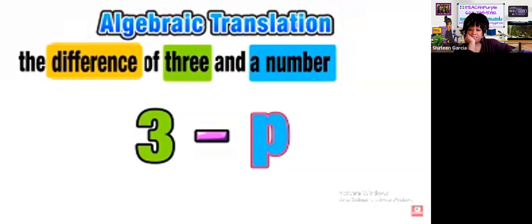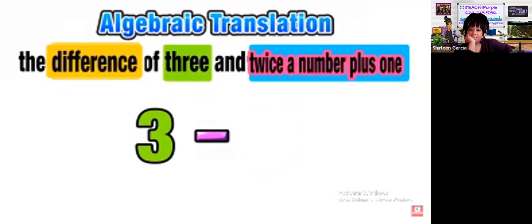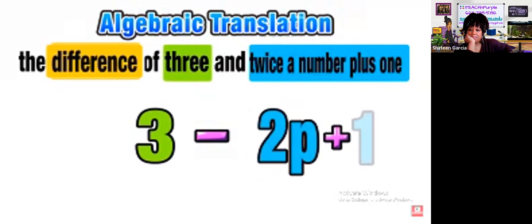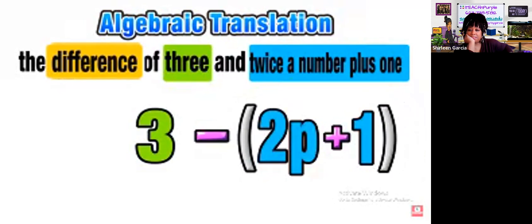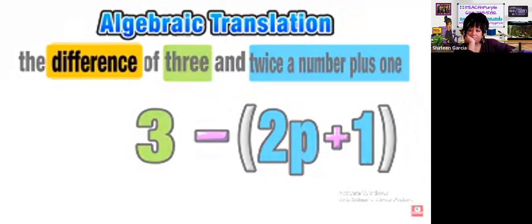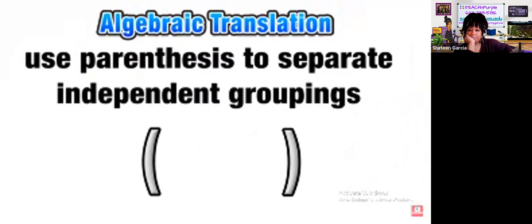But what if instead of the difference of 3 and a number, we had the difference of 3 and twice a number plus 1? So now instead of p, we have to represent that whole expression, which we can call 2p plus 1. And we can enclose this individual expression in parentheses. So when performing algebraic translations, you can use parentheses to separate independent groupings.